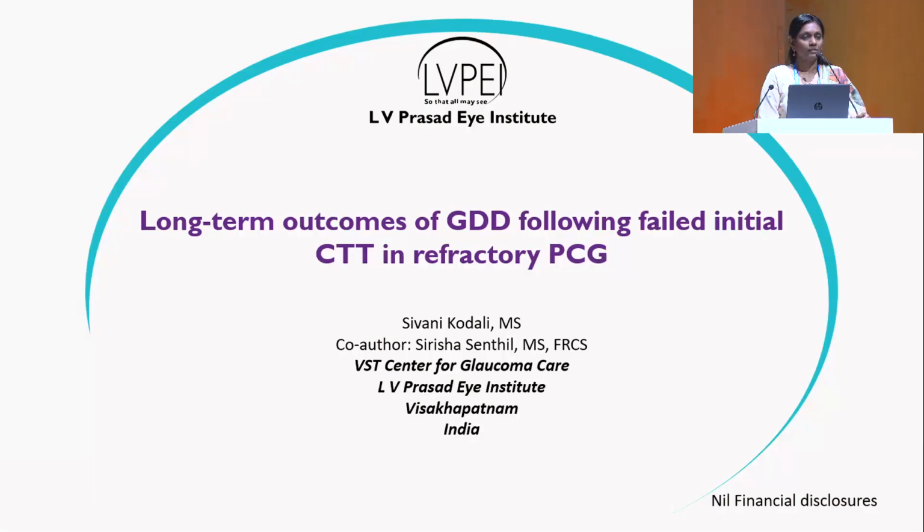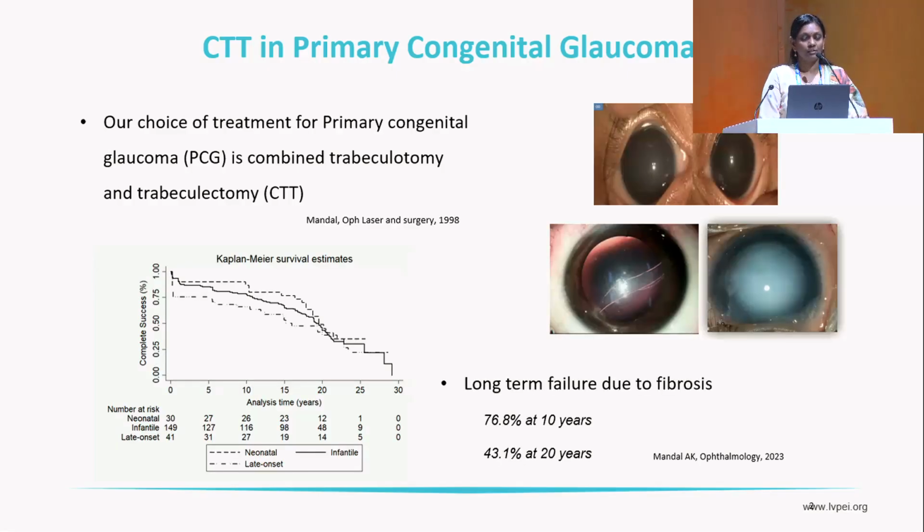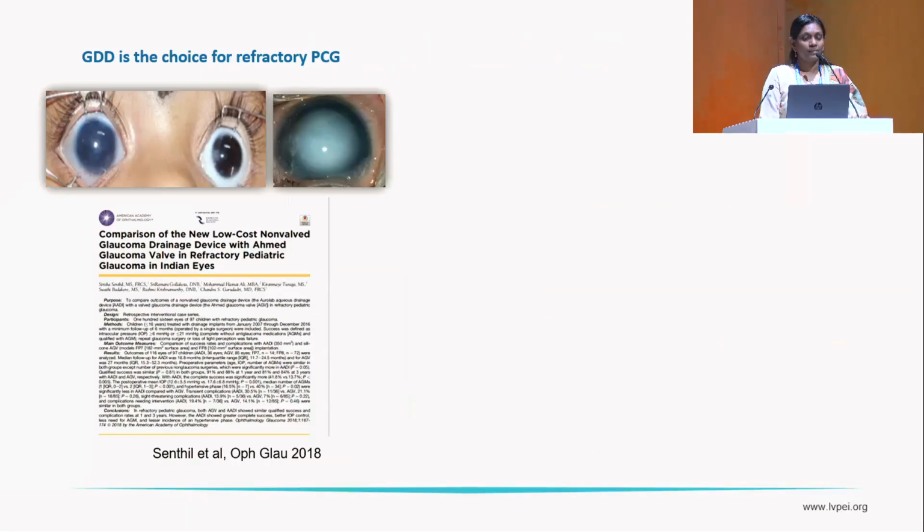Good morning everyone. Today I am presenting on the long-term outcomes of GDDs following failed initial combined trabeculotomy and trabeculectomy in refractory primary congenital glaucomas. As you all know, in India our first choice of treatment for primary congenital glaucoma is combined trabeculotomy and trabeculectomy. Like any other glaucoma procedure, CTT can fail due to subconjunctival fibrosis or scarring, which can lead to bleb failure. Mitomycin C might have enhanced the outcomes, but due to the complications of its usage, we are not using mitomycin C much. So GDD is a choice for refractory primary congenital glaucomas.